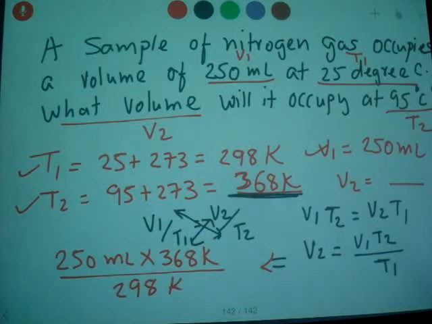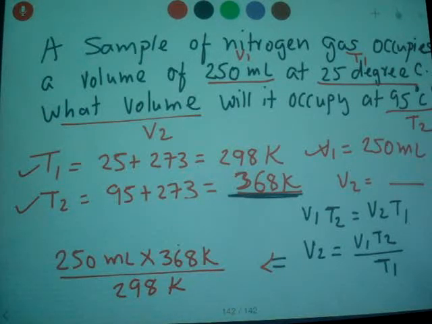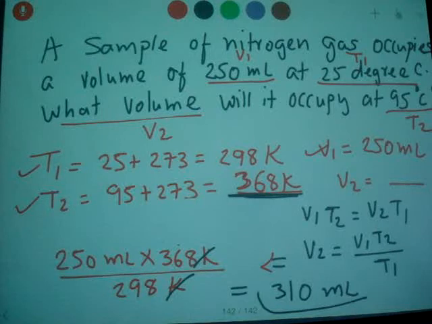298 Kelvin. Okay, let me erase this so you guys can see it much better. Now, in this case, Kelvin cancels. When you calculate the volume, you get about 310 milliliters. So that's the new volume of the sample of nitrogen gas. So that's Charles' law.